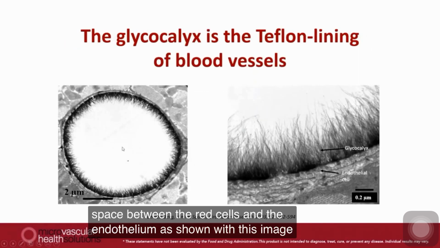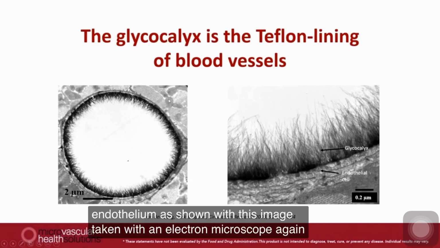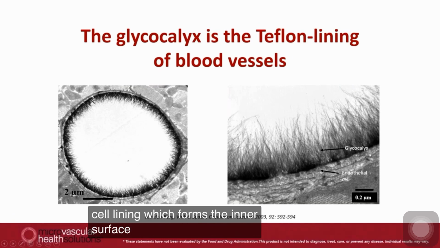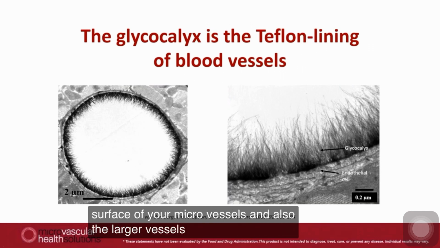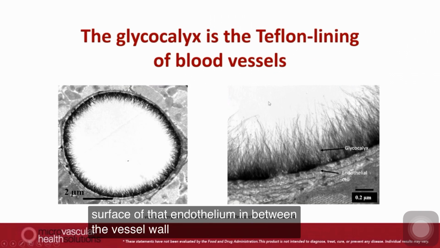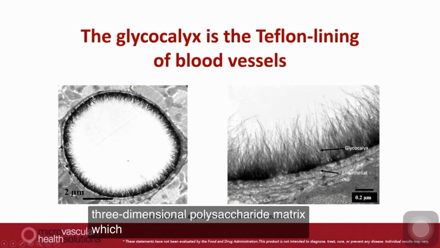Now, when we zoom in a little bit into this space between the red cells and the endothelium, as shown with this image taken with an electron microscope, again, you see here on the left a cross-section of a capillary, on the right-hand side a bigger magnification. So on top would be where the red cells are flowing. On the bottom here is the endothelial cell lining, which forms the inner surface of your microvessels and also the larger vessels. And then on the surface of that endothelium, in between the vessel wall and the compartment in the center of the vessel where the blood is flowing, you'll see this extensive 3-dimensional polysaccharide matrix, which is the glycocalyx.